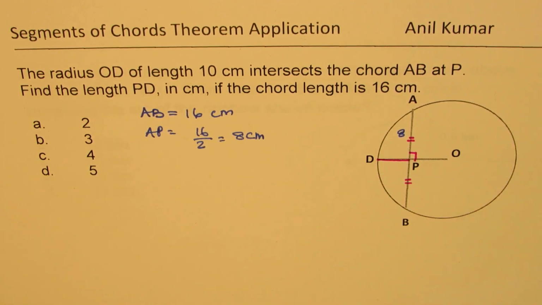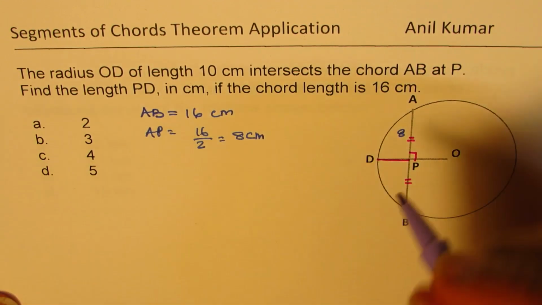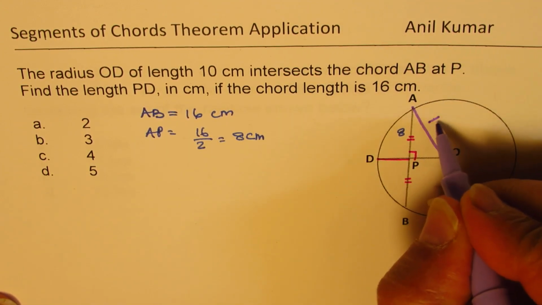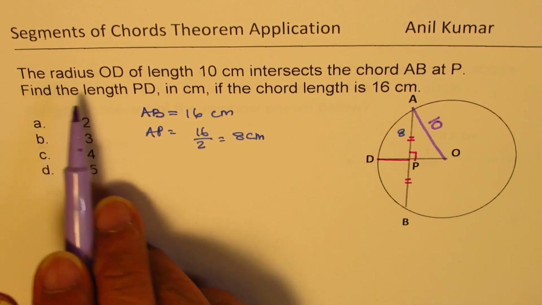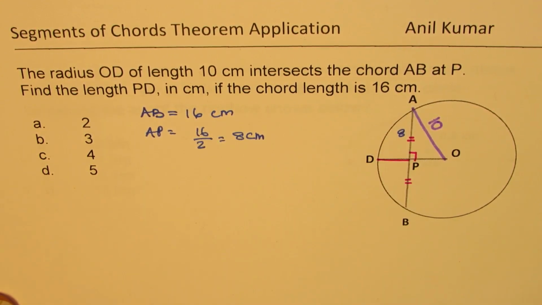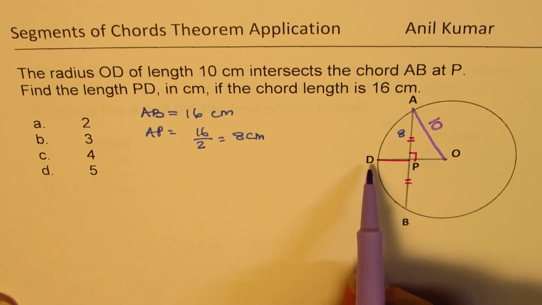So we could say that the radius is 10 centimeters. So this length is given to us as 10. The radius O to D is also 10. So OA will also be 10. Correct? So O to D is 10.